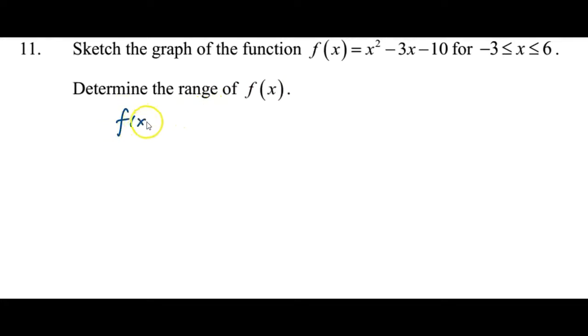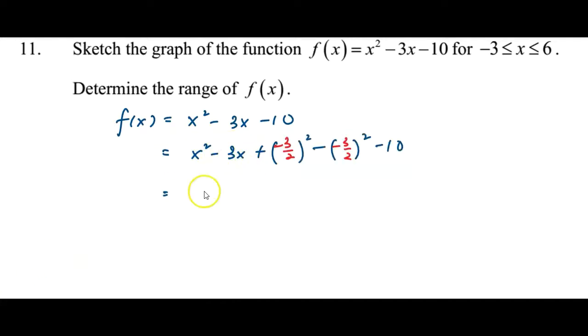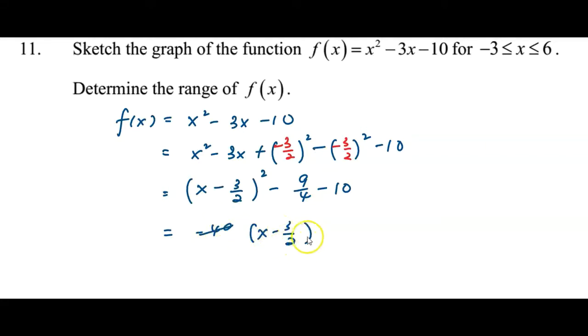To sketch this function, I would like to change the function into its completed square form, which here I just copy down the first two terms. The technique of completing the square, I already did many times in my previous video. You can always check the video. So this is -3 over 2 squared. You get -9 over 4 minus 10. Simplified, you got x minus 3 over 2 squared minus 49 over 4.